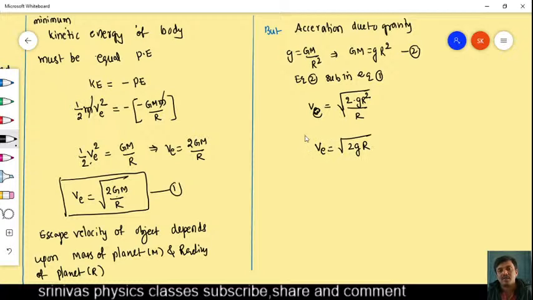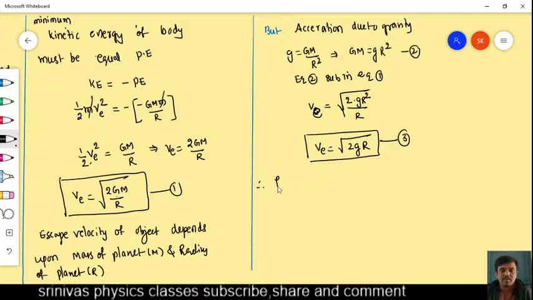This is the formula for the escape velocity in terms of acceleration due to gravity, where g is the acceleration due to gravity and R is the radius of Earth. If you want to find out the escape velocity on Earth, from equation 1 and 3, escape velocity is independent of the mass of the object which you are throwing, right?